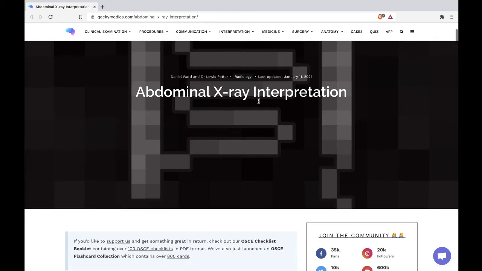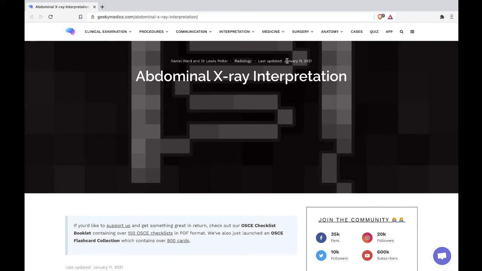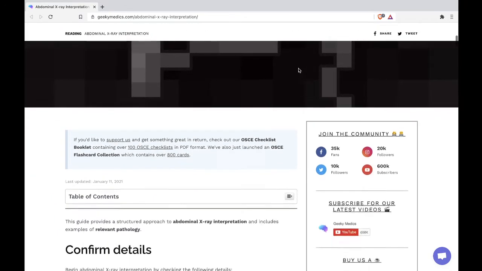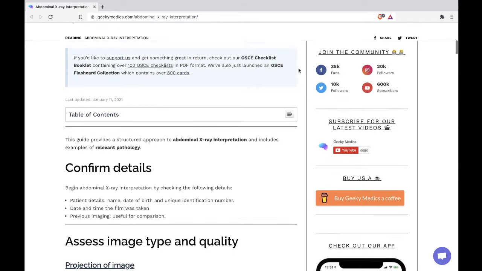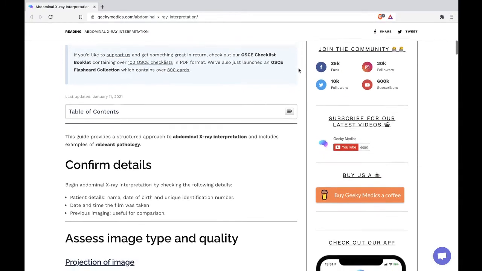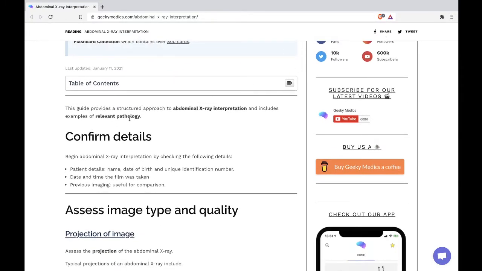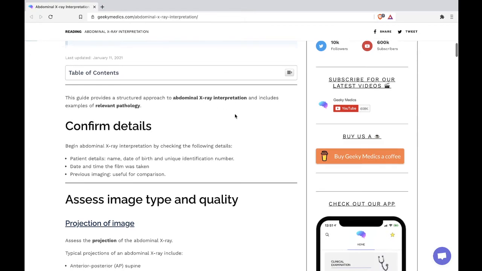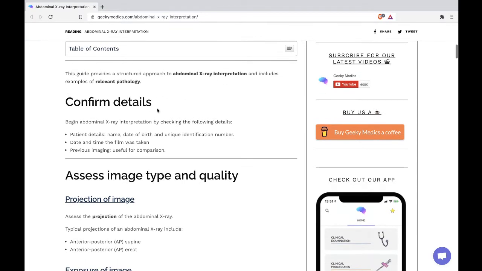Quite a recent publication, quite recently updated, January 11th. Okay, let's just go straight to it. This guide provides a structured approach to abdominal X-ray interpretation and includes examples of relevant pathology.